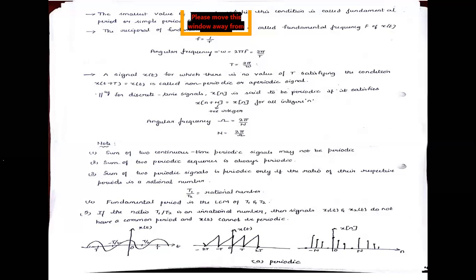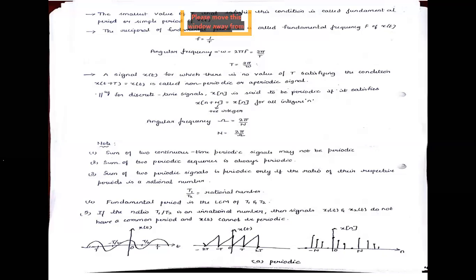The ratio T1 by T2 is for the continuous case; for the discrete it is simply N1 by N2. The fundamental period is the LCM, the least common multiple, of T1 and T2. And the fifth point: if the ratio T1 by T2 is an irrational number, then the signals x1 of t and x2 of t do not have any common period. Only if it is a rational number can we say the sum has a period.